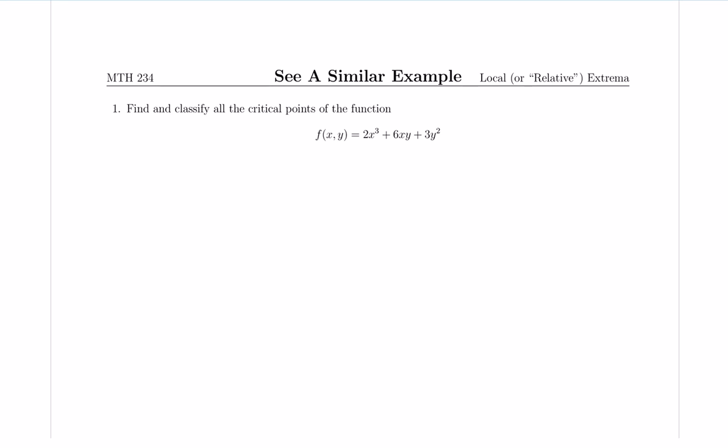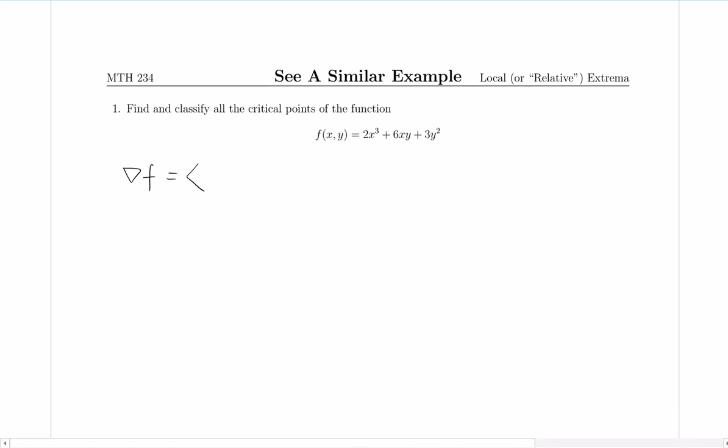So remember what a critical point is. It is a point where the gradient vector of the function is either 0 or doesn't exist, or is undefined. So the first thing we need to do is just find the gradient vector. So let's compute that.